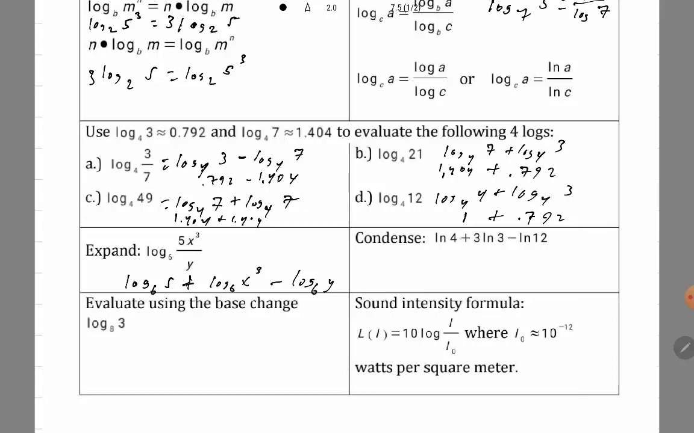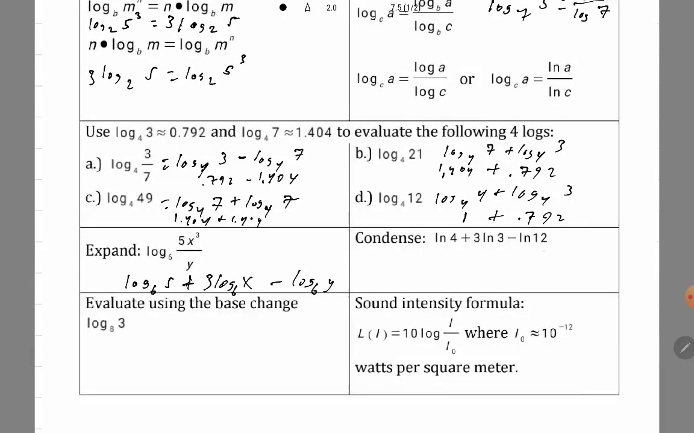And then there's one last step. I'm going to change the middle one. If we have an exponent, we can move it to the front. So 3 log base 6 of x. Okay.